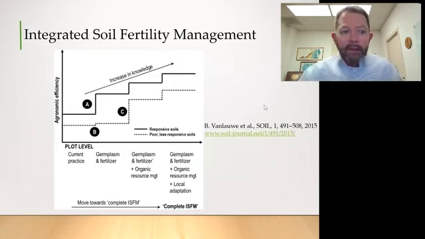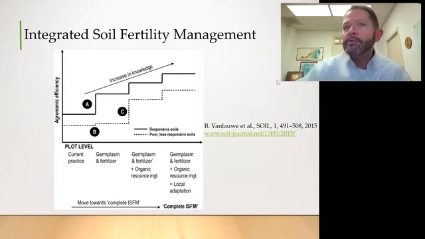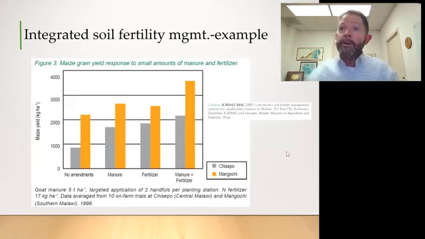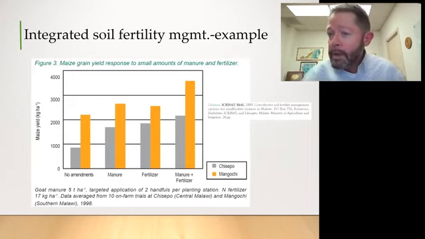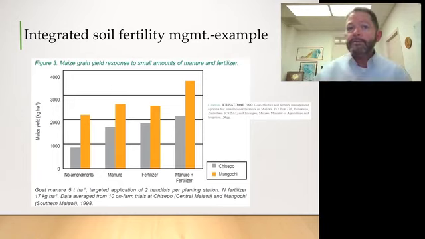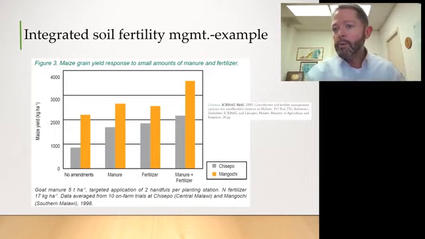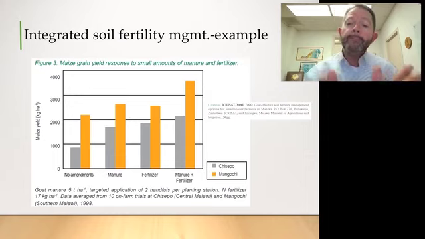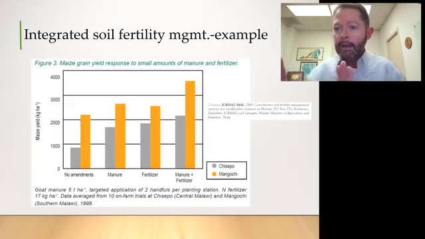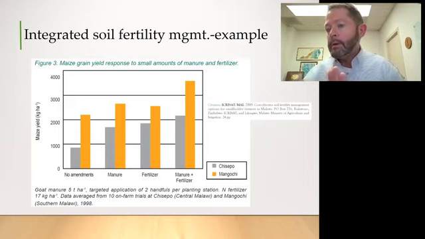The last thing I think I'll talk about is integrated soil fertility management. Integrated soil fertility management is another framework like sustainable intensification, which is the idea of taking into account all possible nutrient sources, managing them according to the 4 R's, and expecting the best outcomes from this.